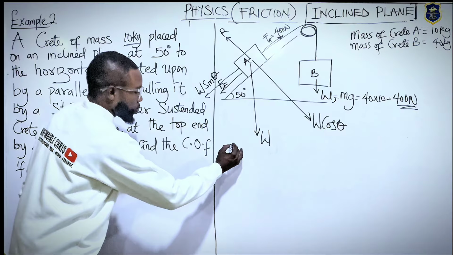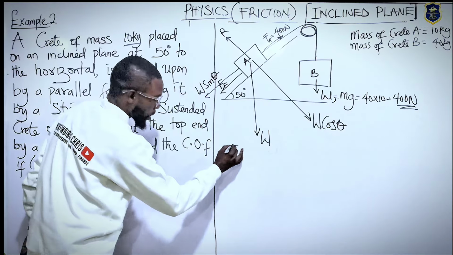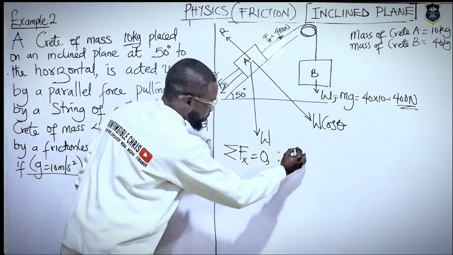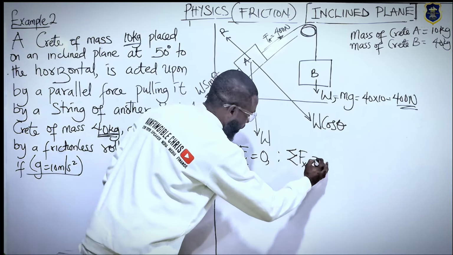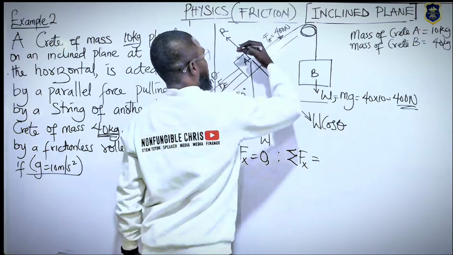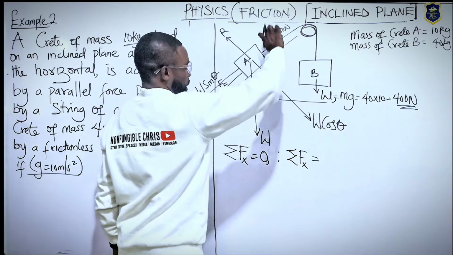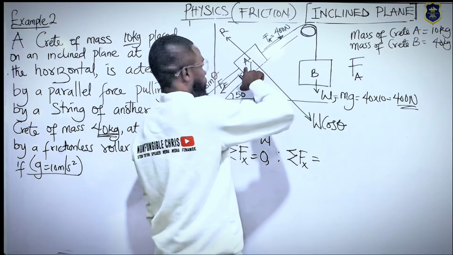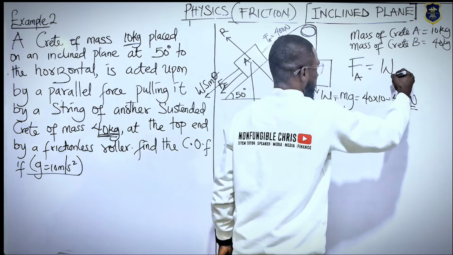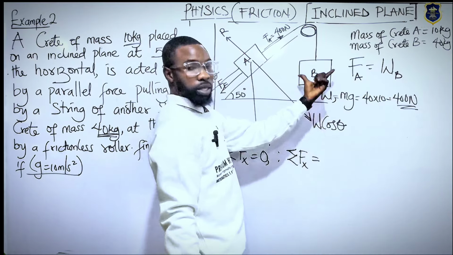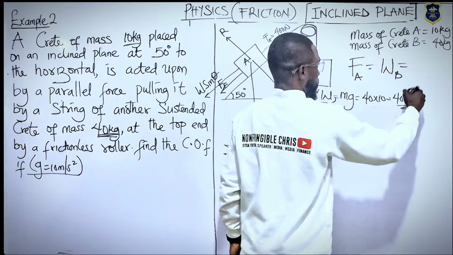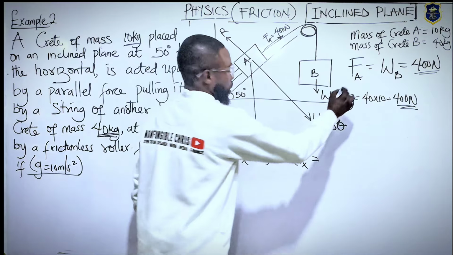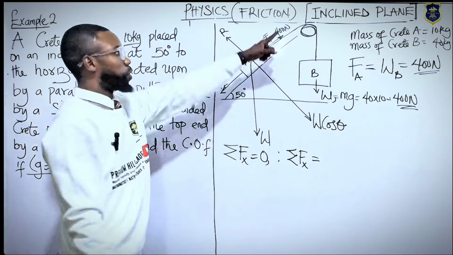First things first, let's take the summation of force along the x-axis, which is 0. That means the applied force here is equal to the weight of crate B, because we said that the applied force on crate A is equal to the weight of crate B. And we did that, we got it as 400 newton. I'm trying to establish this. Always know that the applied force is given.